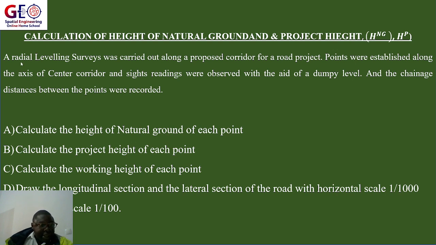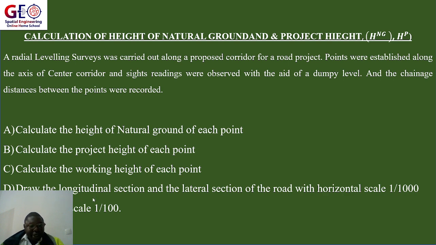Let's just read. A radial leveling survey was carried out along a proposed corridor for a road project. Points were established along the axis of the center corridor and sight readings were observed with the aid of a dumpy level, and the chained distances between the points were recorded. A. Calculate the height of natural ground of each point. B. Calculate the project height of each point. And C. Calculate the working height of each point.